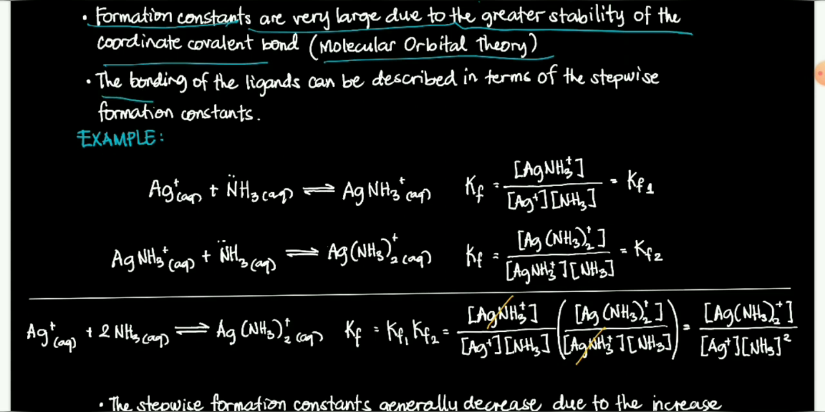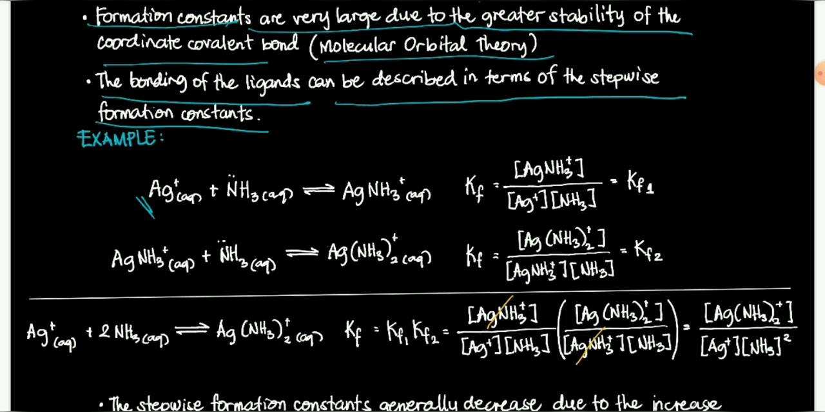So also, the bonding of the ligands can be described in terms of the stepwise formation constants. So kapag nagde-describe tayo ng formation ng ating complex ion, isa-isang ligand lang yung kumakabit muna. Okay? So pwede natin siyang i-describe as that, or pwede natin i-describe as the net attachment of all the ligands doon sa ating central metal. Okay? So as an example, meron tayo dito reaction.